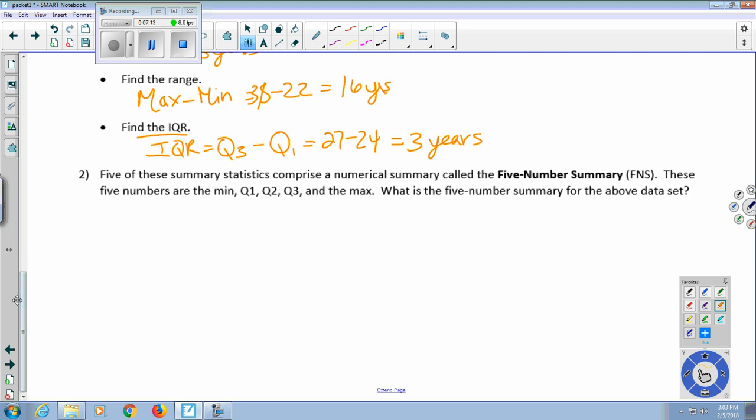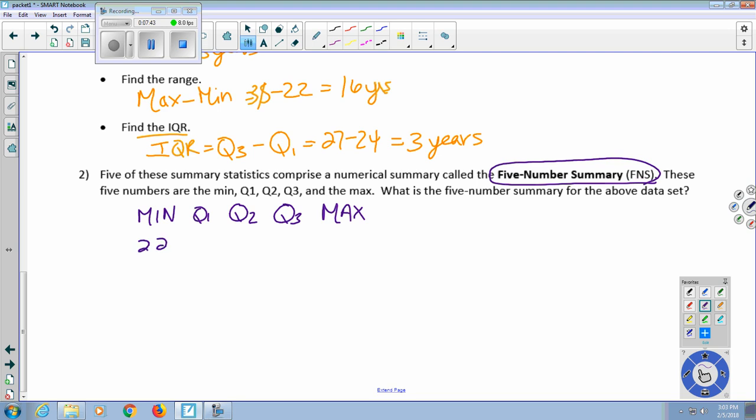So there's another way to summarize your statistics. It's called the 5-number summary. A 5-number summary always contains these values: your min, your Q1, Q2, Q3, and your maximum. So our 5-number summary is 22, 24, 25, 27, and 38. Okay, so let's look at the next page.